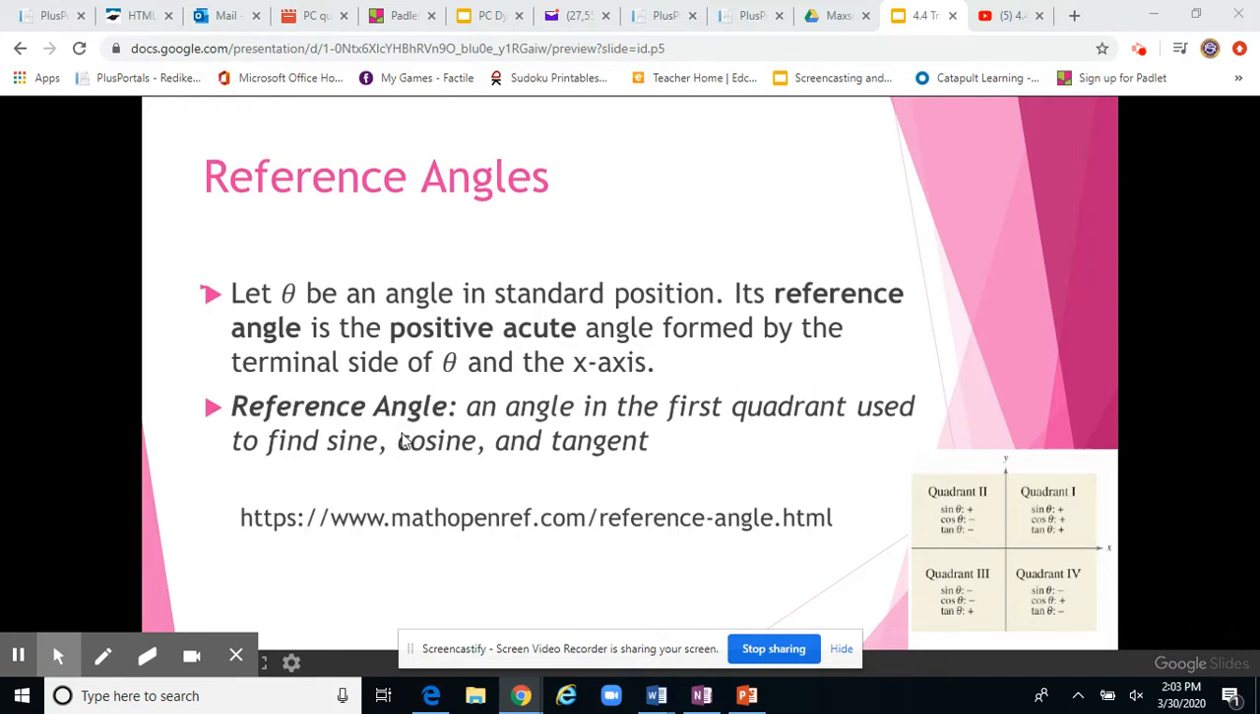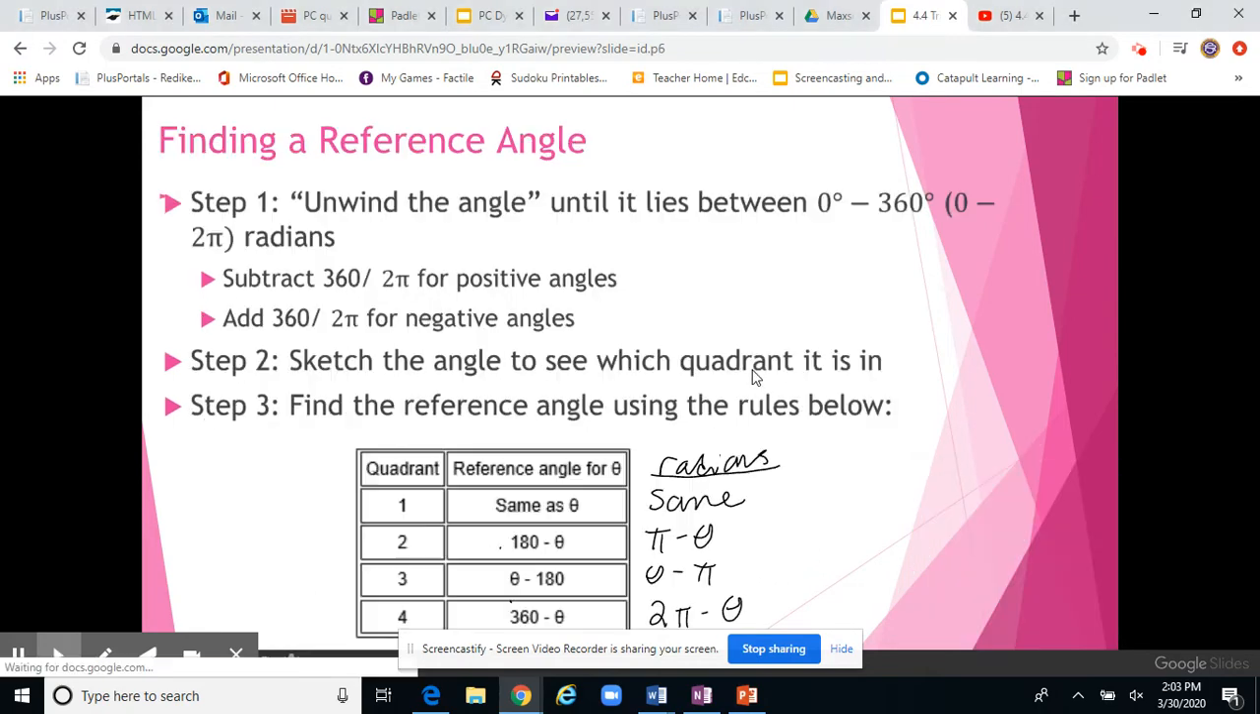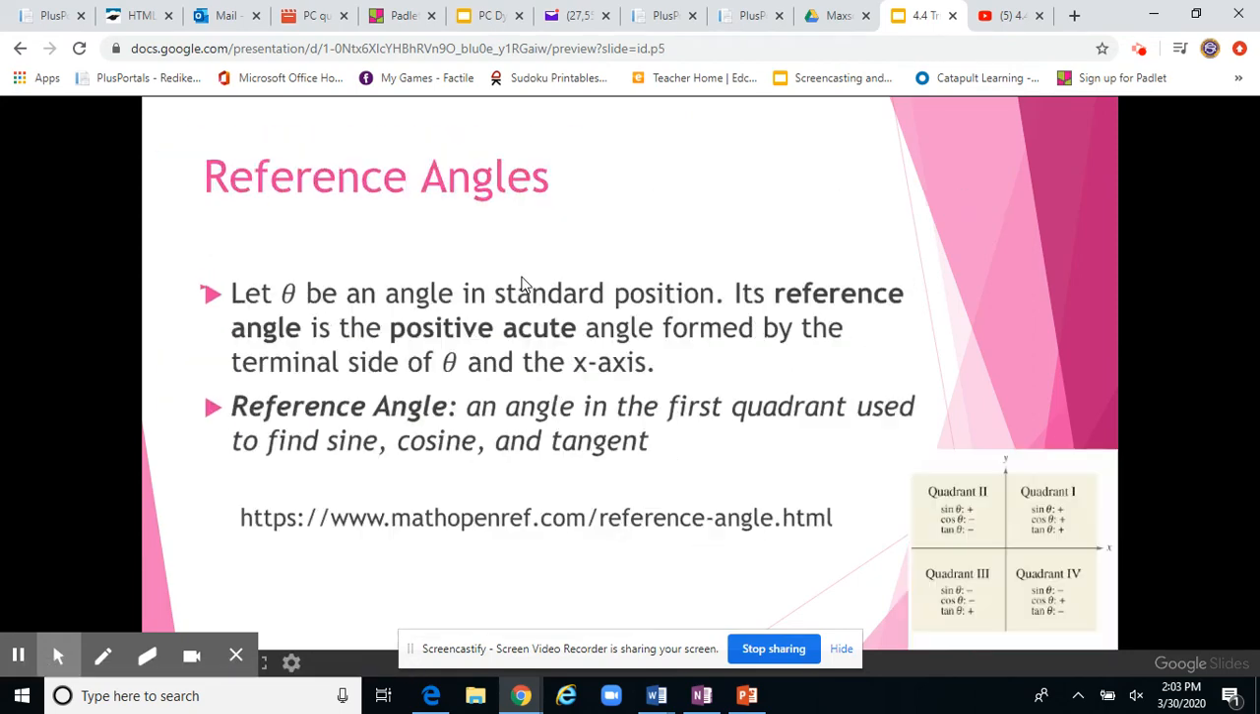So this is the math definition, and then below it, you have a more basic definition. It's a first quadrant angle that you use to help you find any of the other sine, cosine, tangent. You can even find the reciprocal functions in other quadrants. So I have this website right here that we are going to go to.